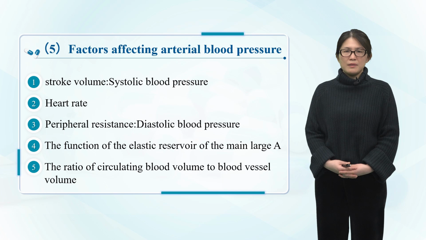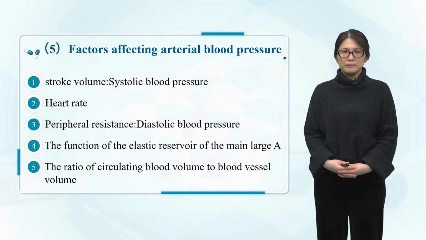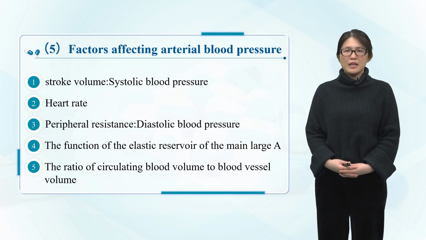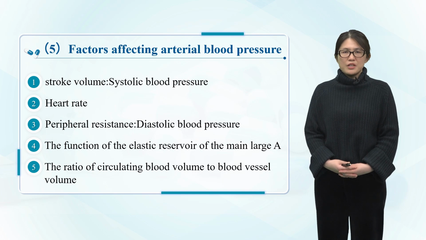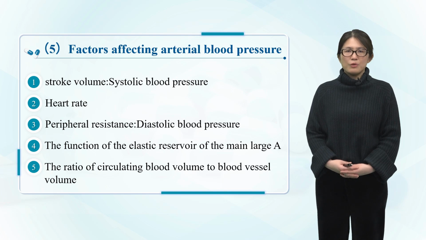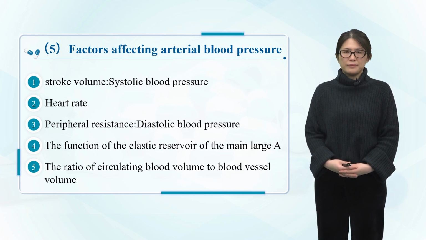Peripheral resistance mainly affects diastolic blood pressure. When peripheral resistance increases, the speed of blood outflow during diastole slows down, so the diastolic blood pressure is significantly increased. The elastic reservoir of the aorta and large arteries mainly reduces the fluctuation range of arterial blood pressure during the cardiac cycle and increases the pulse pressure.